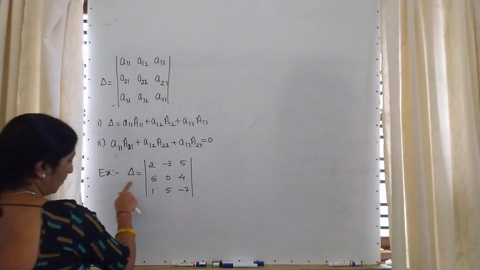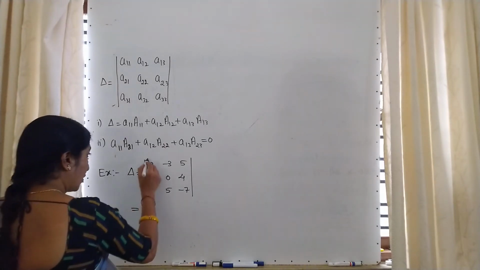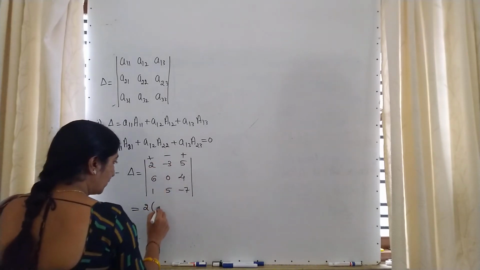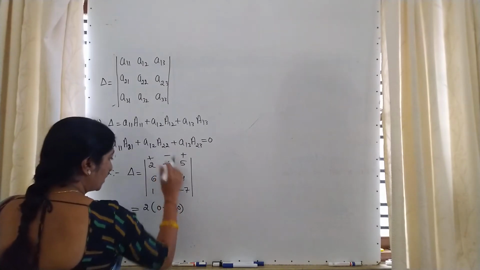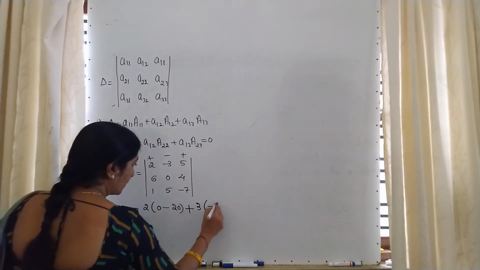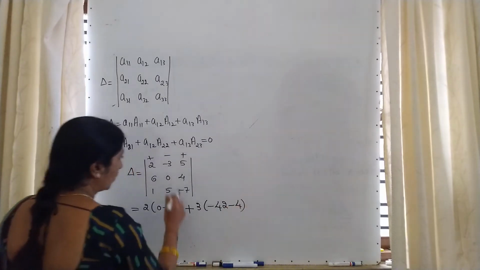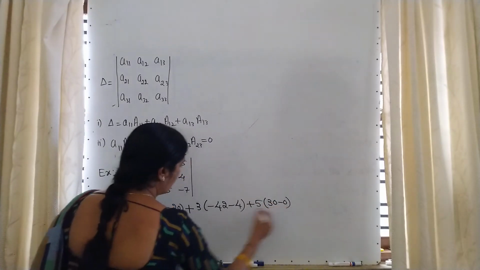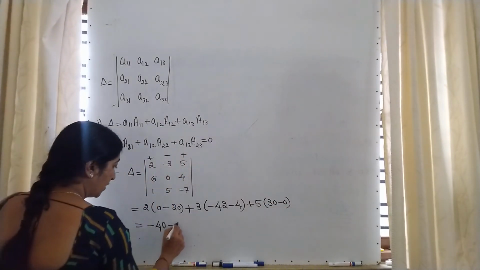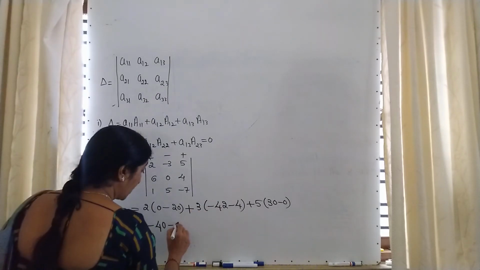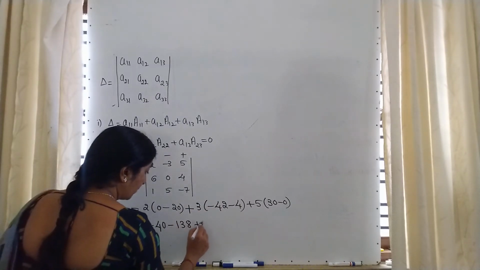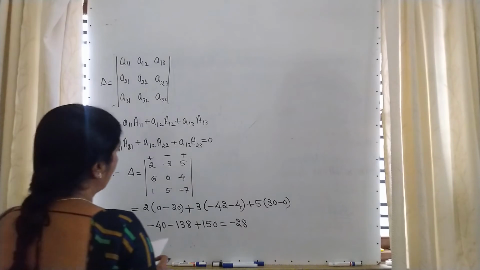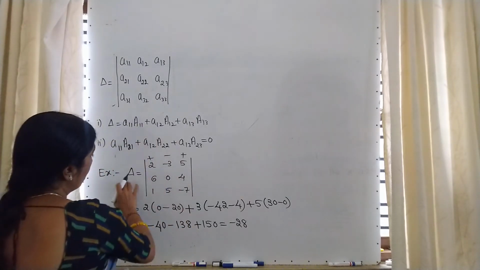See, here I give one example determinant. First I will expand it. Already you are familiar with the expansion. 2 lies in first row, first column, leave that. And it is minus into minus plus. Minus 42 minus 4. And it is plus 5. 30 minus 0. This is minus 40. It is 3 into minus 46. That is minus 138 plus 150. The answer is minus 28. Now I will explain these properties with the help of this example. This is the value of the determinant.